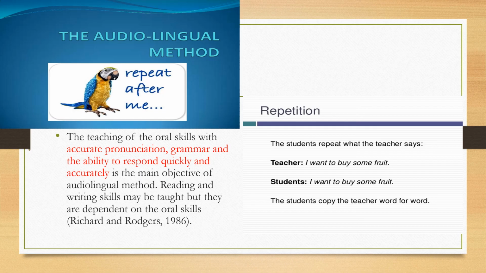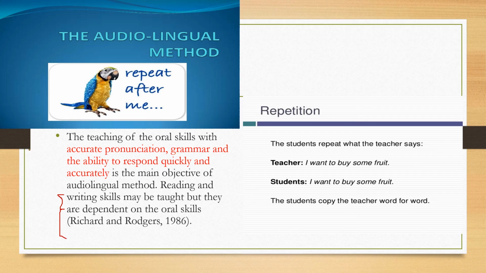So what are the basic techniques of the audiolingual method? You learn with the help of repetition. It focuses on teaching oral skills with accurate pronunciation, grammar, and the ability to respond quickly and accurately. This is the main objective of the audiolingual method as well. Reading and writing skills may be taught, but they are dependent on oral skills. So the first preference is to be able to speak. This is quite a practical method when you want to teach speaking skills.